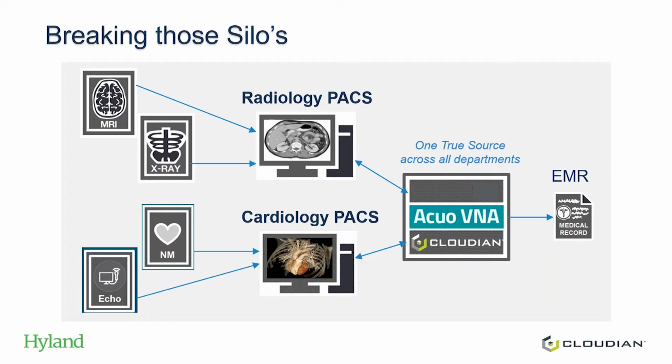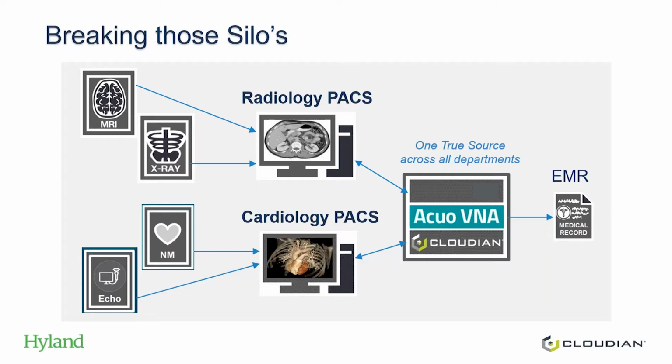But let me talk about breaking those silos that we talked about earlier. So right now, you have radiology PACS that are storing to a specific location. You have cardiology PACS that are storing to a specific location. We can bring that all into one, so we have one true source across all the departments. This box at the end is the Hyland Acuo VNA combined with Cloudian, the central location where everything is stored. And then we have the database so that we know where to find where everything is located, but it doesn't all have to be stored in Cloudian. You may have a tiered storage infrastructure behind there with Cloudian handling the bulk of the archive, for example.